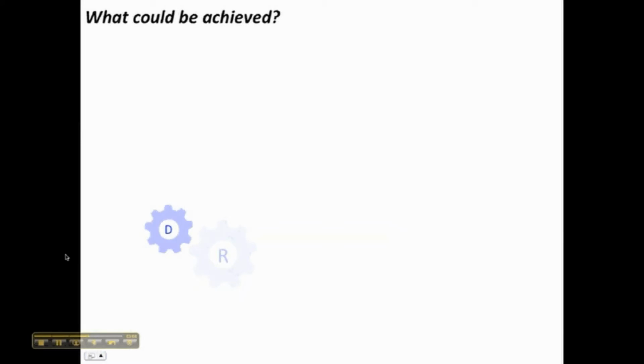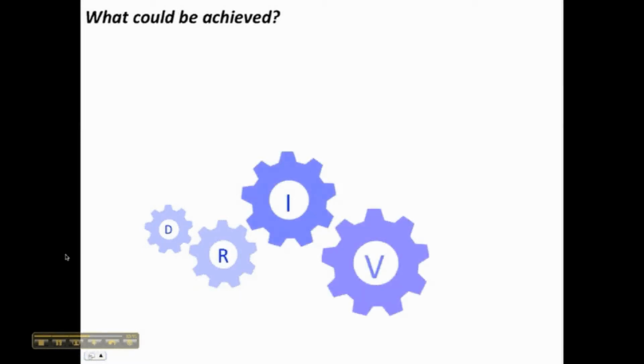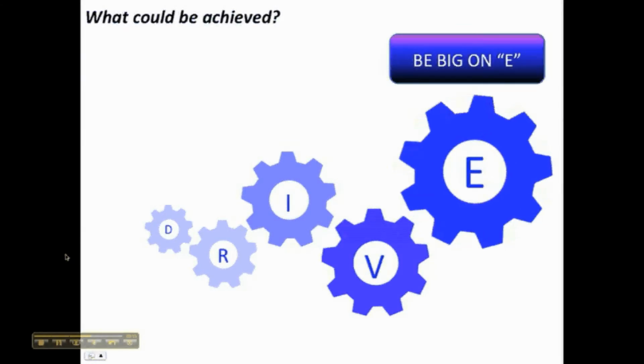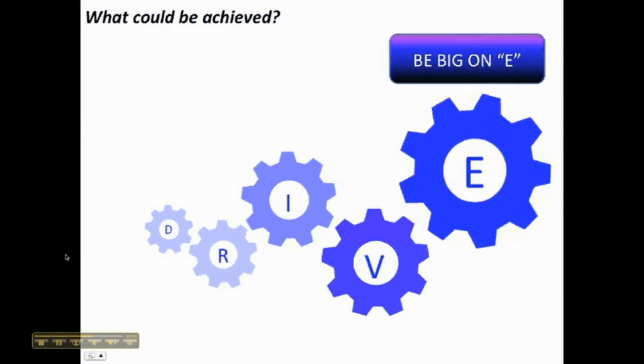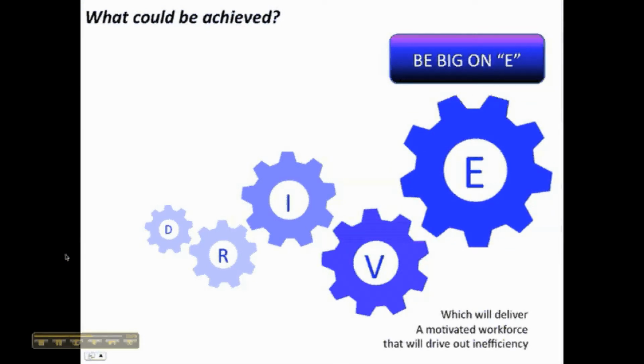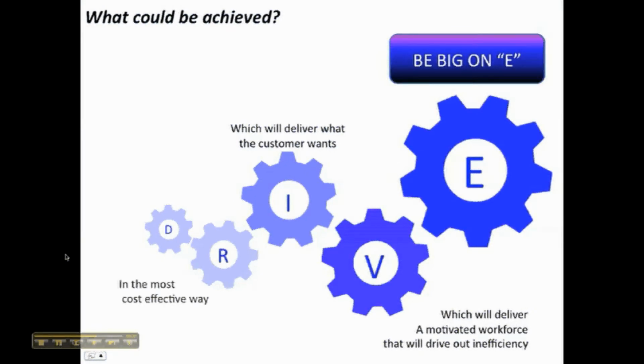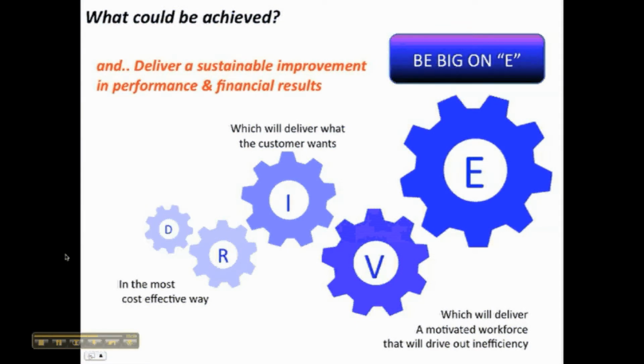So now let's think about what could be achieved using the balanced scorecard. If we focus on E, which is our evolution engine, that will create a motivated workforce that will drive out any inefficiencies in your organisation. That will result in your customers getting what they want when they want, because you've now got an organisation behind what they want to have delivered to them. That will result in you doing it in the most cost-effective way, and that will result in you delivering a sustained improvement in results and performance of your organisation.